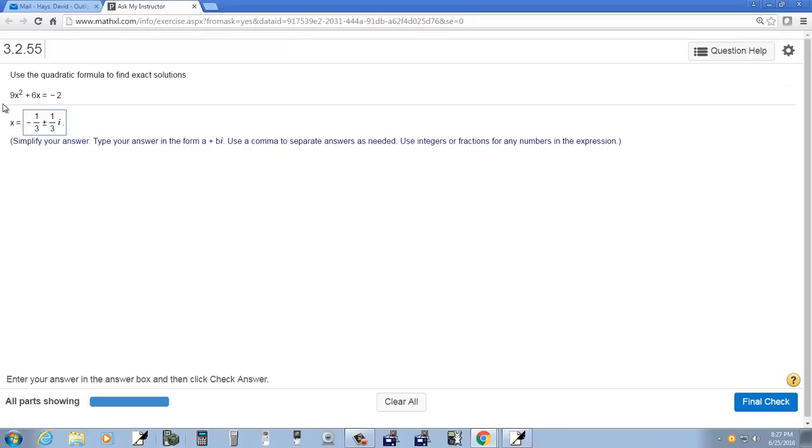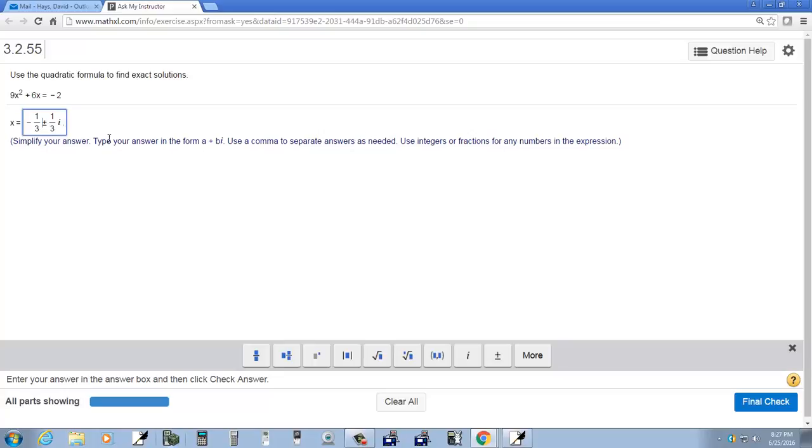Now as I was reading the instructions, it said type your answer in that form, use a comma to separate answers as needed, which tells me that they're looking for these separate. Maybe it might have taken the plus or minus. Maybe that period at the end is what messed it up. I don't know. So -1/3 plus 1/3 i.